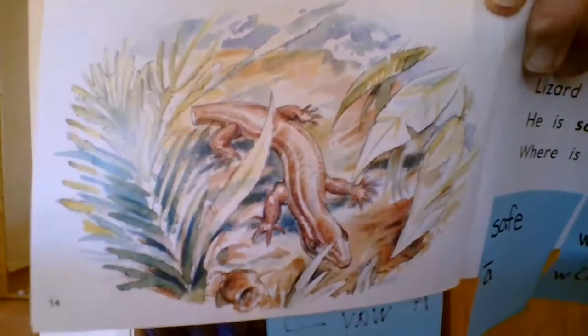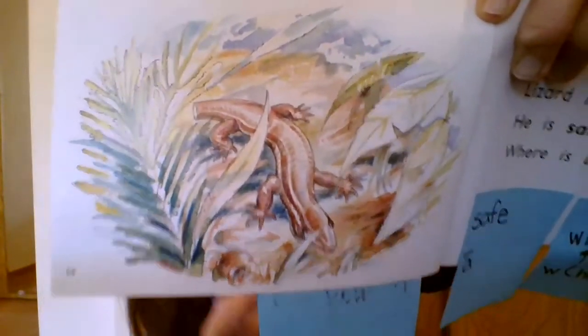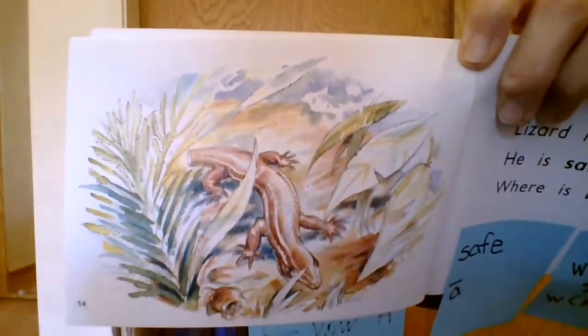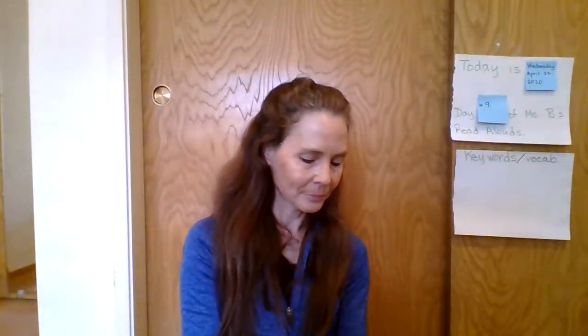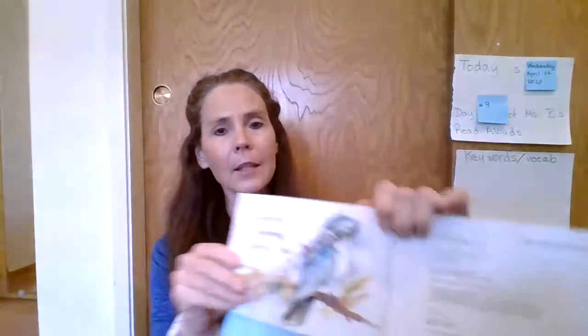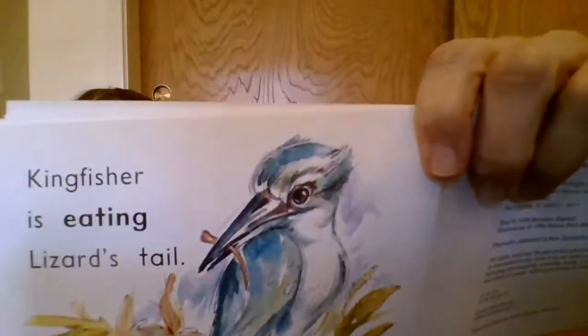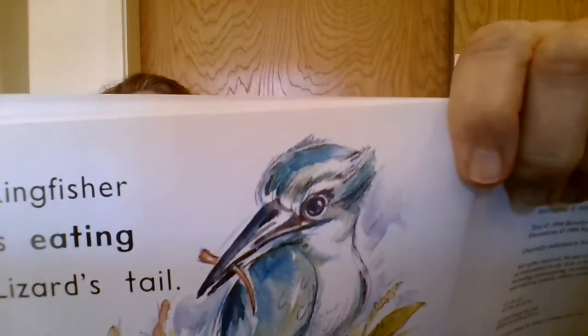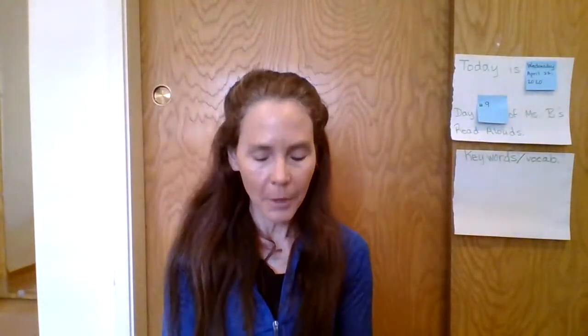Okay, and another picture for you. I noticed something's going on with lizard's tail. And our last picture, kingfisher, has something in its beak, doesn't it? Okay, so now you've had a chance to do a little bit of a picture walk. The next thing I want to do is show you some tricky structure.